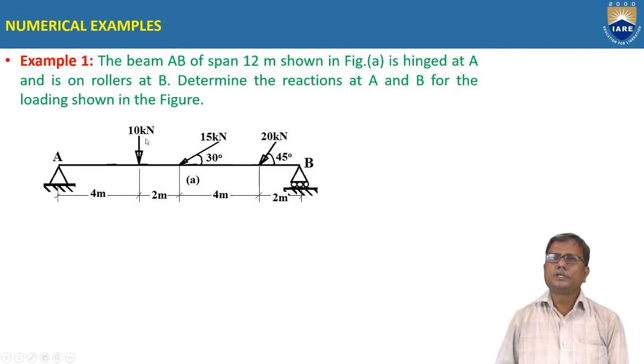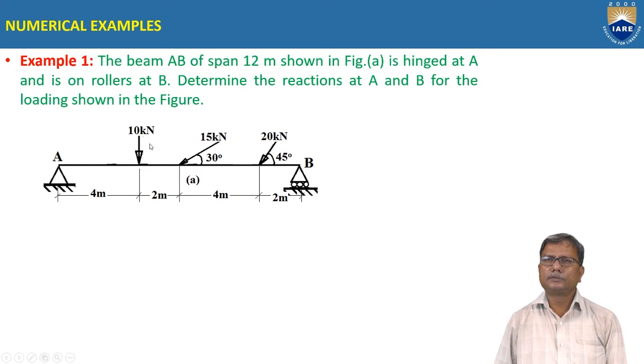And how about the loading? There is a vertical point load of 10 kilonewtons acting at 4 meters from here, and two inclined loads. One is inclined at 30 degrees and at 6 meters from A, and the other one is 20 kilonewtons inclined at 45 degrees, 2 meters from B.